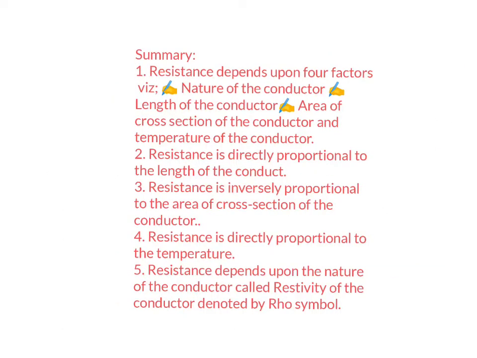Here is the summary. Resistance depends upon four factors. First, the nature of the conductor, which is also called resistivity and denoted by symbol rho. Second is the length of the conductor; the resistance of a conductor is directly proportional to the length. Third is the area of cross section of the conductor, and resistance is inversely proportional to it. Fourth is the temperature of the conductor, and resistance is directly proportional to the temperature.